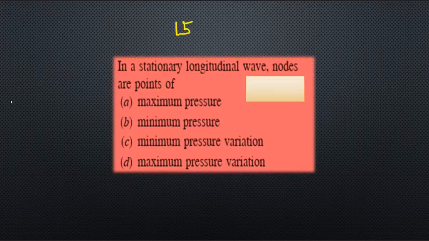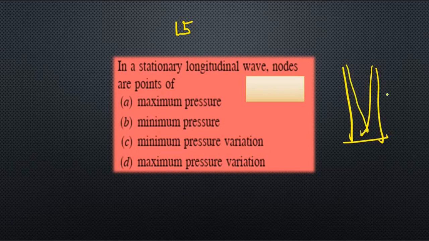Question number 15. In a stationary longitudinal wave, nodes are points of, think of the answer. We get, let's say, a node. So this is a node. So at the node, pressure is maximum. Actually it's pressure variation that is maximum. So the answer is D for 15.